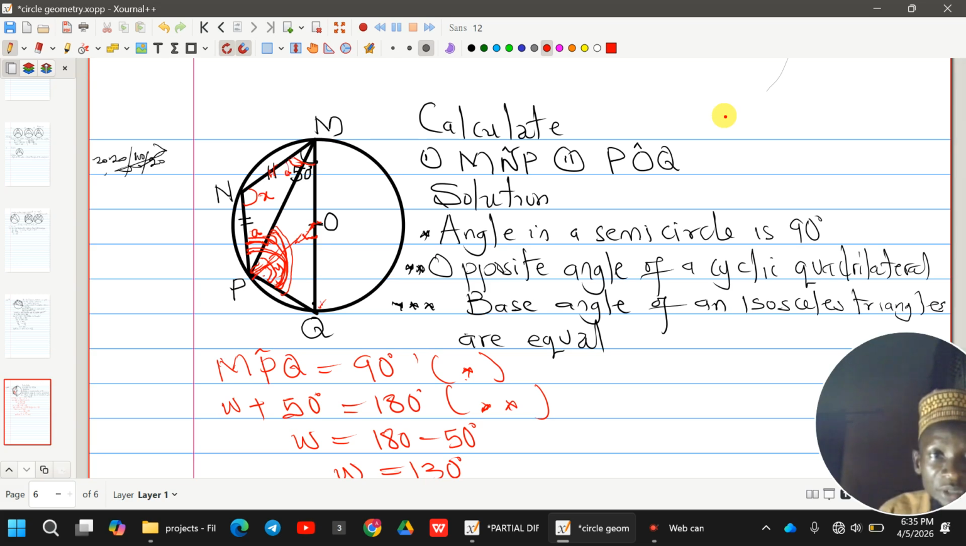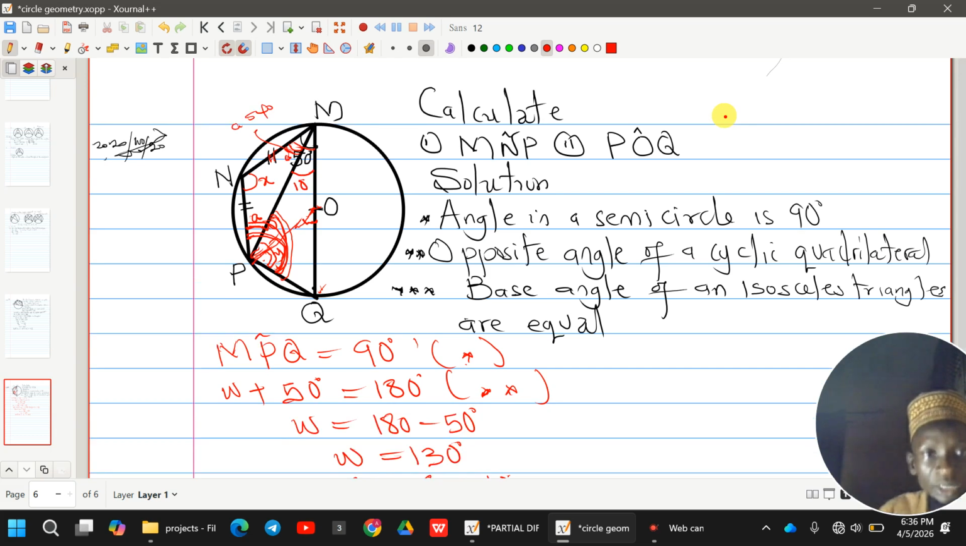Now we have gotten this one to be what? If this one is 40, we have gotten that one already. We have gotten my A to be 40. That is, the small portion here will be what? This one will be 10 degrees. Okay. Now if this one is 10 degrees, this one is what? 10 degrees, right? So this one is 10 degrees.